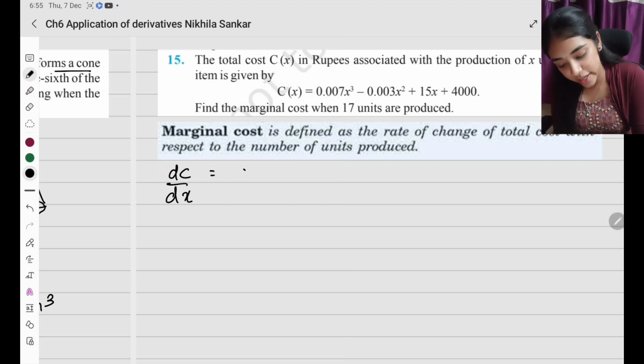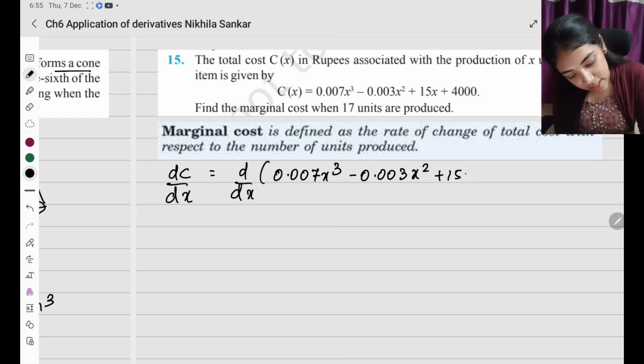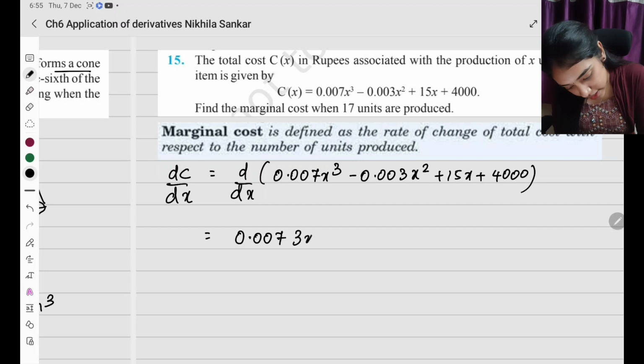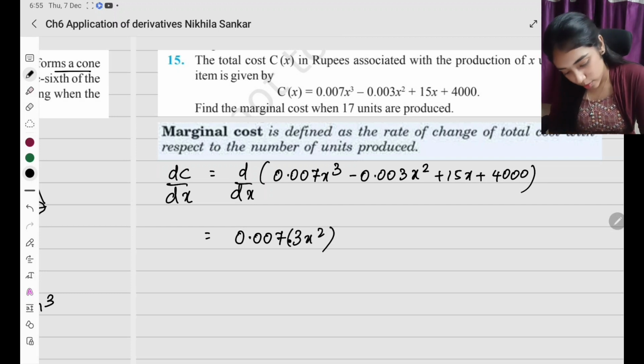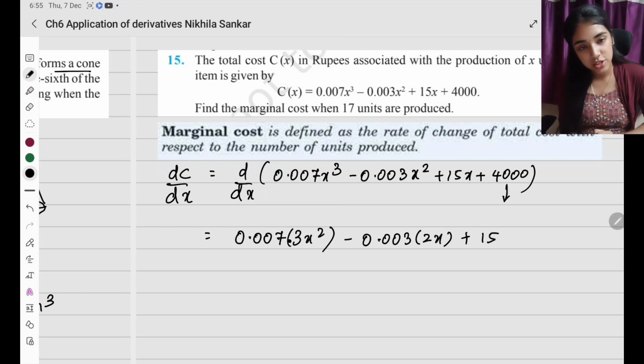So I am given C of X. When I take d by dx of C, with 0.007 x cube, copy the question correctly, minus 0.003 x square plus 15x plus 4000. When I differentiate this, d by dx of this is going to be 0.007 times 3x square. Put a multiplication symbol or put a bracket or put a dot, anything. Minus 0.003 times 2x plus 15. And this is a constant. The differentiation becomes a 0.